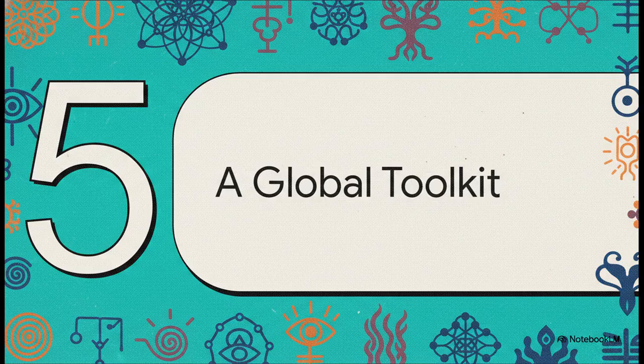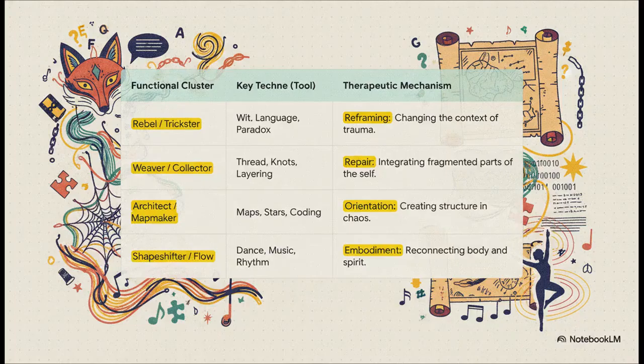So, after all that, what does it all add up to? Well, when you look across all of these different cultures, you don't just get a collection of cool stories, you get a comprehensive global matrix of very practical tools for psychological change. We can actually organize these technicians into 4 big clusters. You have the rebel or the trickster, who uses wit and language for reframing a situation. You have the weaver, who uses thread and knots for repair and integration. You have the architect, who uses maps and codes for creating orientation in chaos. And finally, the shapeshifter, who uses dance and rhythm for embodiment. Each one gives us a different tool for a different kind of psychological work.